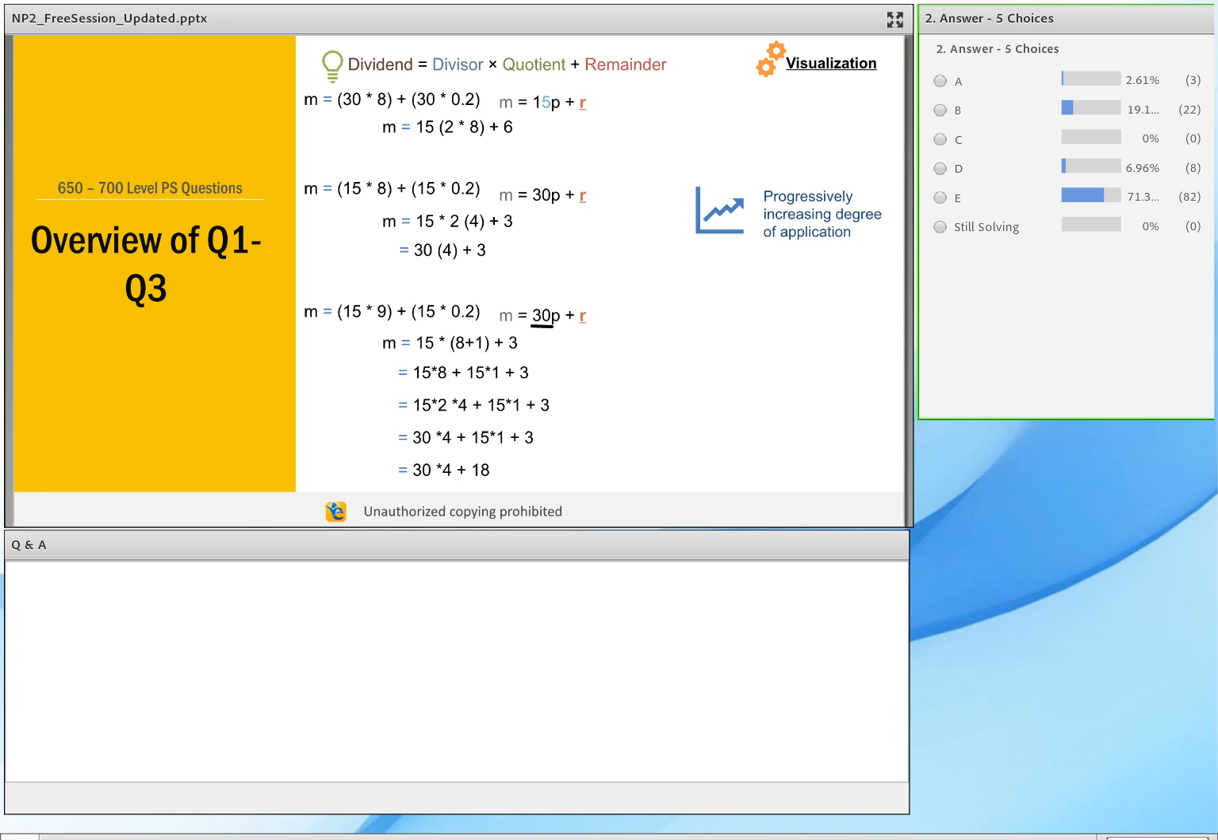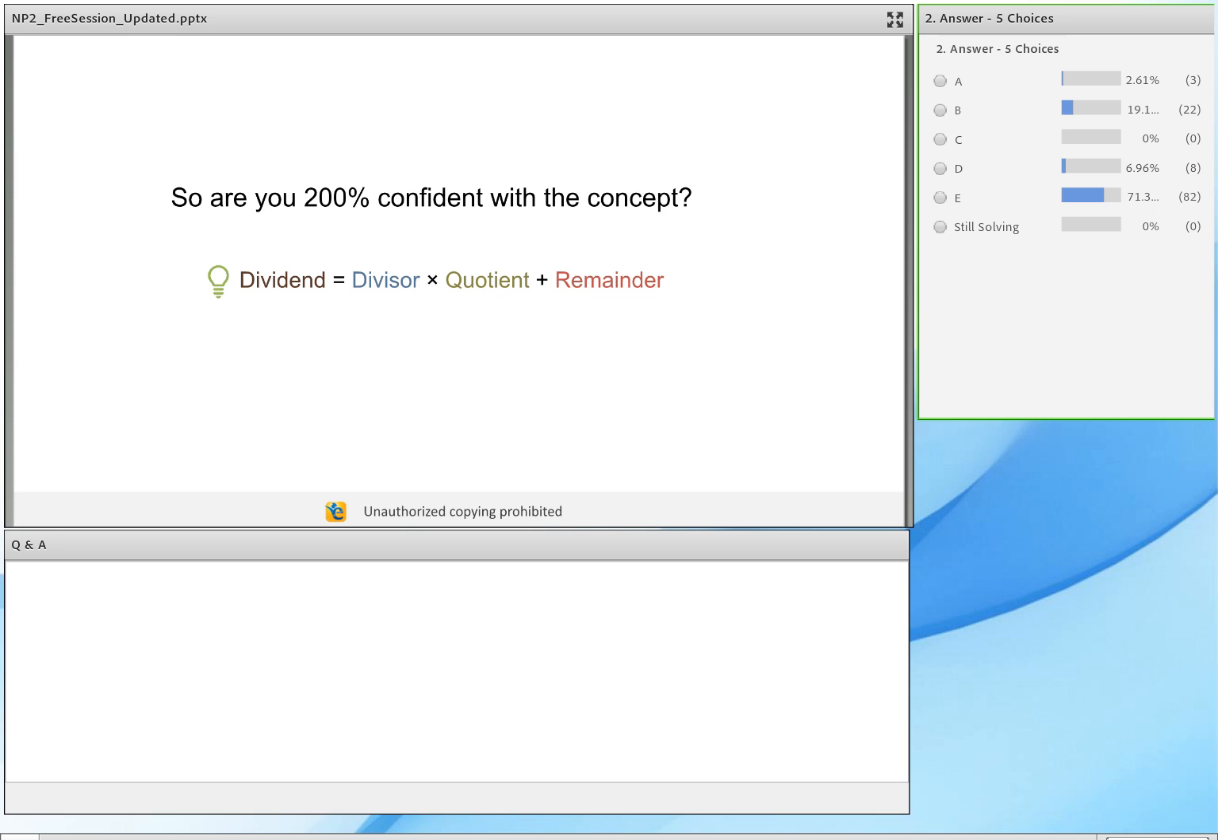The questions became progressively more difficult. Now we're going to solve slightly more challenging questions as well. For the first question, the answer was 6. We'll get the PDF to you. We're going to talk about applying this concept in a more sophisticated manner. But I want you to be 200% comfortable with applying this equation in general while solving questions. I want this equation to become second nature for you.